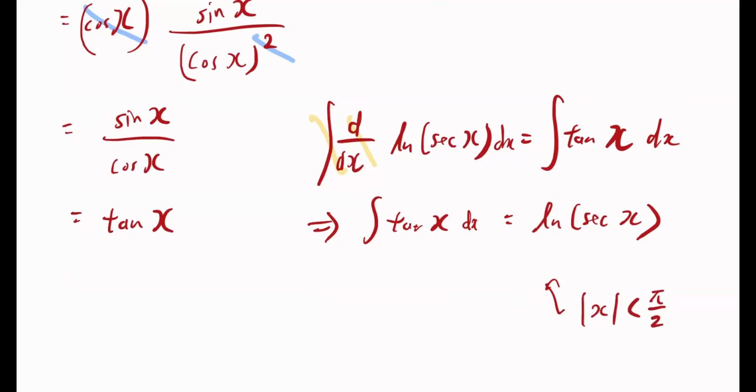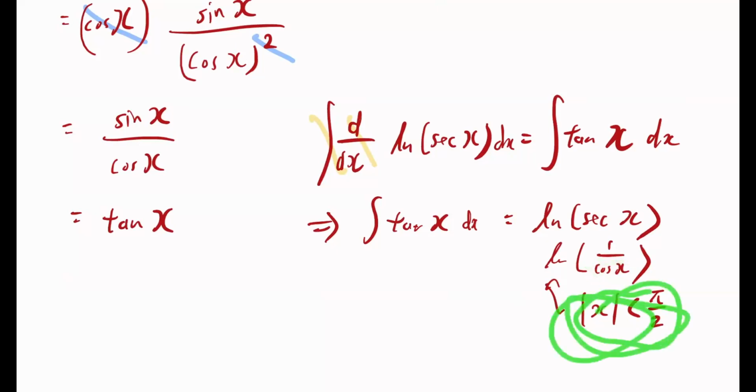Secant x is like 1 over cosine x, right? So if you have cosine x equal to 0, you end up with 1 divided by 0. We don't want to have that, right? We don't want division by 0. So that's why your x must be within negative pi over 2 to pi over 2.